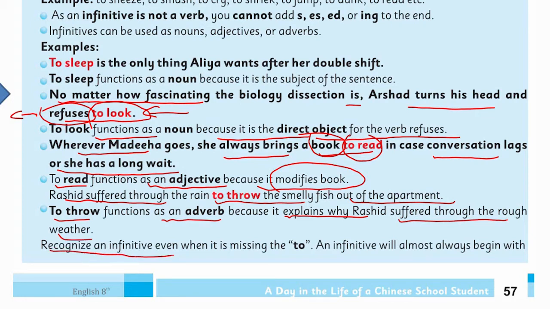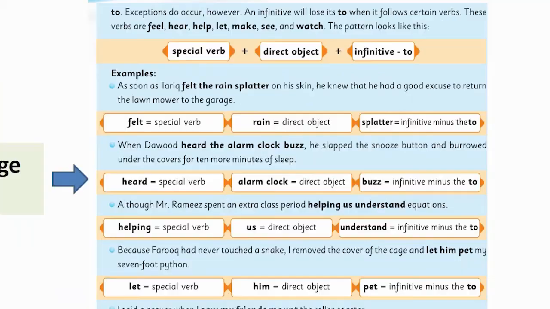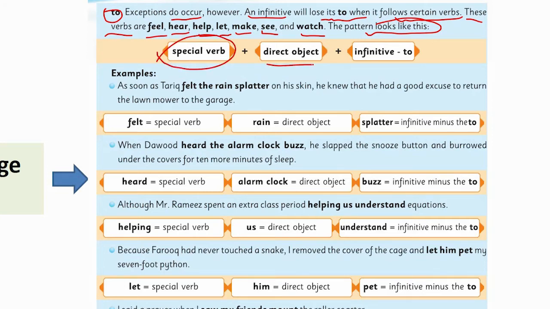Recognize an infinitive even when it is missing the to. An infinitive will almost always begin with to. Exceptions do occur, however. An infinitive will lose its to when it follows certain verbs. These verbs are feel, hear, help, let, make, see and watch. The pattern looks like this: special verb plus direct object plus infinitive too.